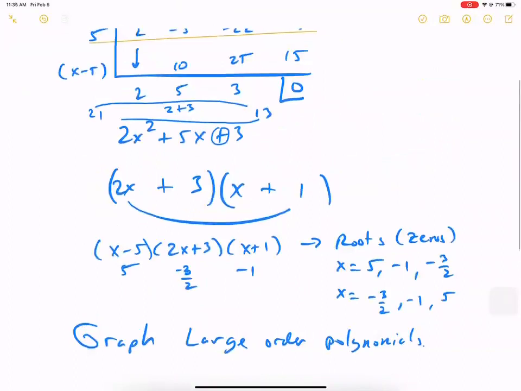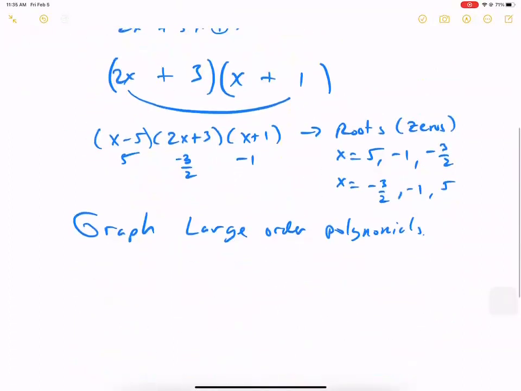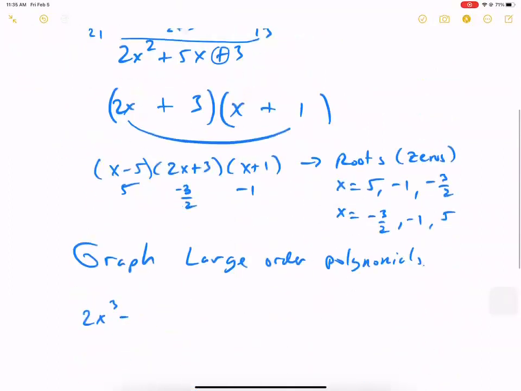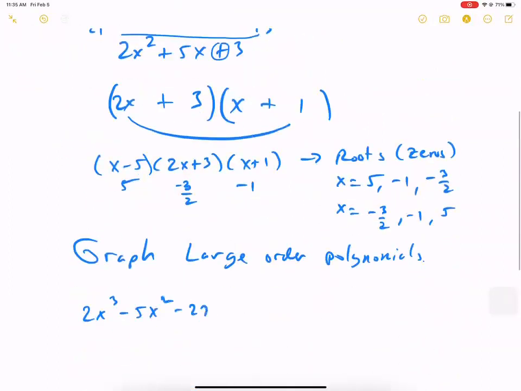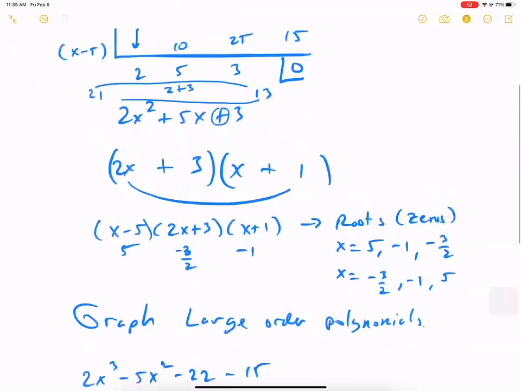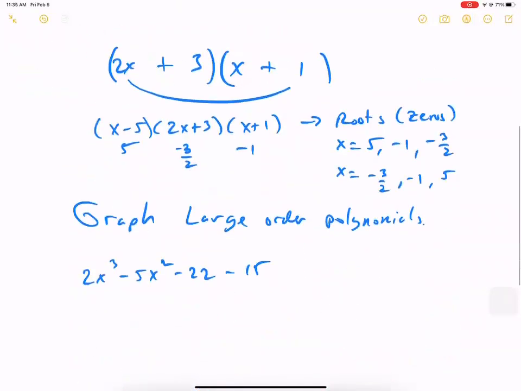What was my original problem? It's 2x cubed minus 5x squared minus 22x minus 15. I think it was minus 15. Yes, minus 15. So we're going to graph this guy. And I'm going to show you how to graph this without a calculator, without a graphing calculator at all.